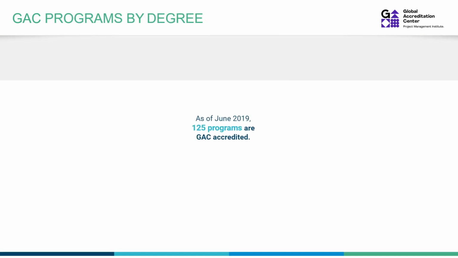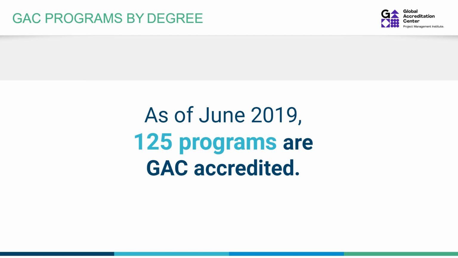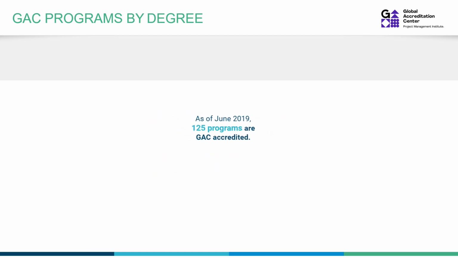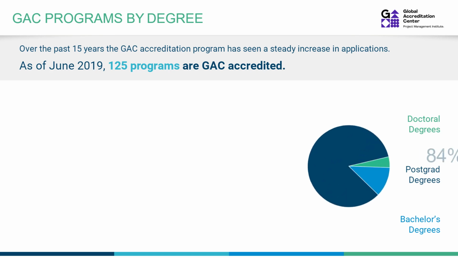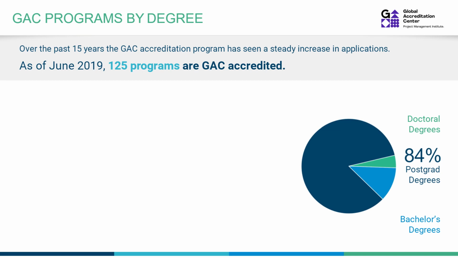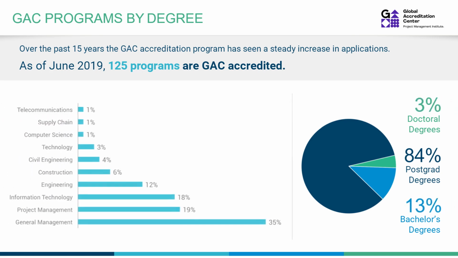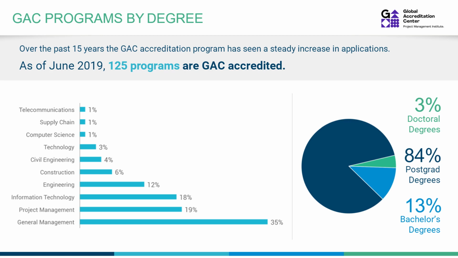Since its inception, the GAC accreditation program has seen a steady increase in applications, indicating a continuing interest by various institutions in having their programs accredited. GAC accredits degree programs at the bachelor's, postgraduate, and doctoral degree levels. Eligible programs also include specializations or degree concentrations. Currently, the majority of accredited programs are at the postgraduate degree level, which fits the model of an emerging discipline in higher education. However, the GAC is seeing increasing interest from colleges and universities in accrediting programs at the bachelor's level. As you can see, there is a wide range of disciplines where GAC programs reside, from management to engineering to information technology.